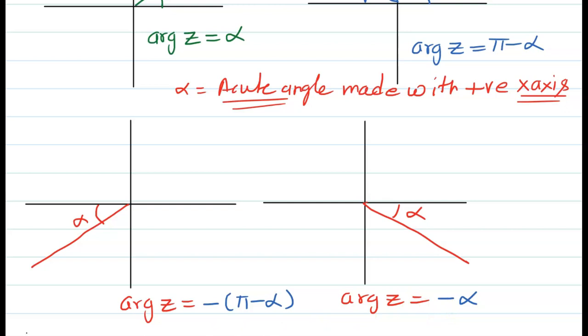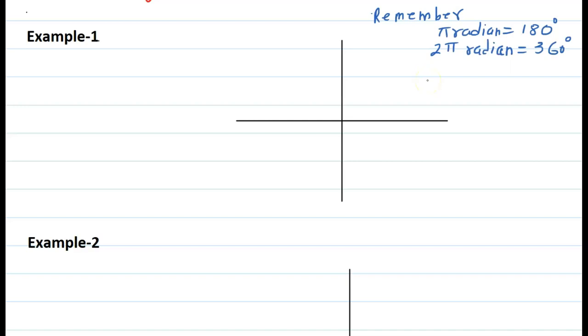Nice and easy. One more important thing I want to mention here: argument z is always measured in radians. Remember, pi radian is 180 degrees and 2 pi radian is 360 degrees. Argument z is usually given in radians.